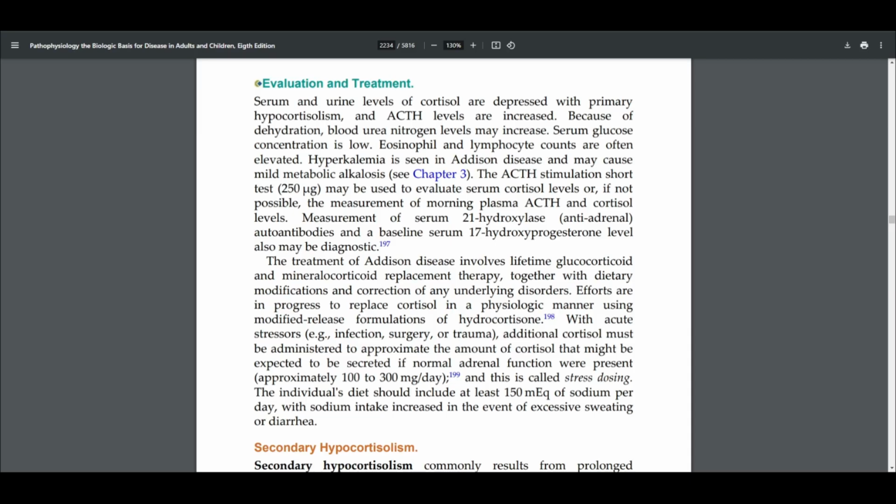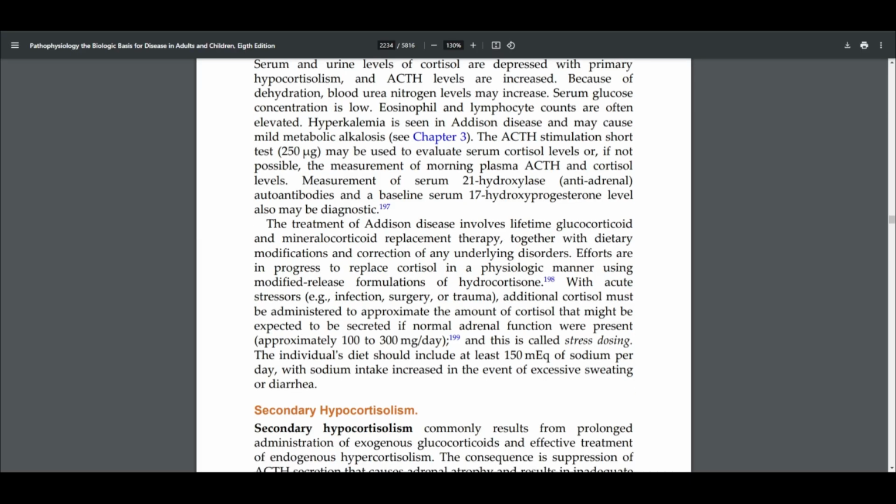The ACTH stimulation short test may be used to evaluate serum cortisol levels, or, if not possible, the measurement of morning plasma ACTH and cortisol levels. Measurements of serum 21-hydroxylase autoantibodies and a baseline serum 17-hydroxyprogesterone level also may be diagnostic.